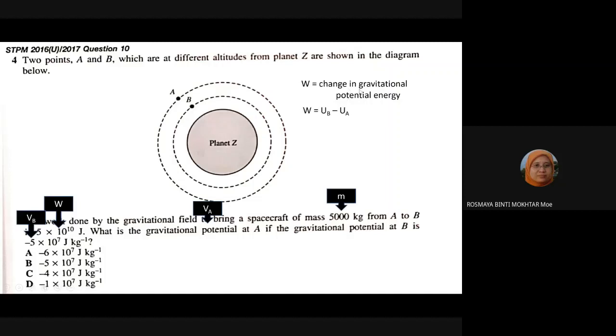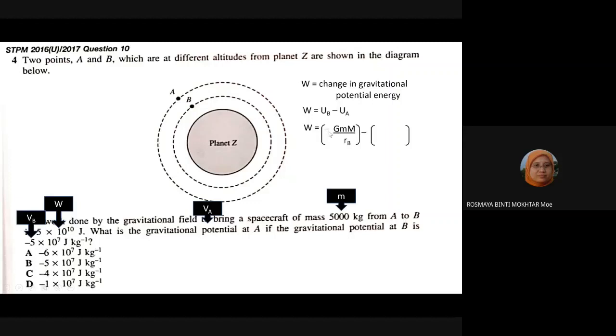So the change in gravitational potential energy is final minus initial for U. The spacecraft is brought from A to B, so that means B will be final. So UB is the final: UB minus UA. For the change, you must always start with the final. So UB minus UA. And then the U equation is negative GMm per R.